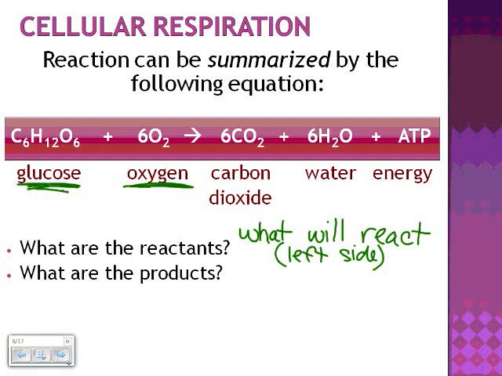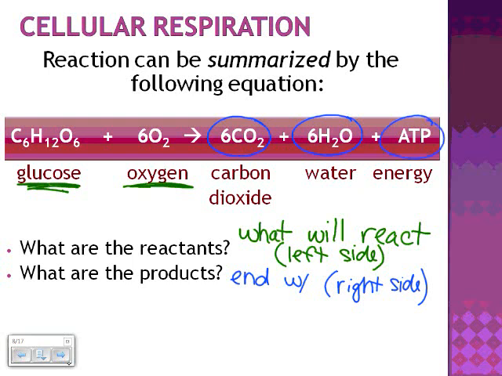Products. Products are what we end with, or what's on the right side. So in this case, our CO2, our water, and ultimately our ATP, which is our big goal. All right, the goal here is to get energy out of your food.